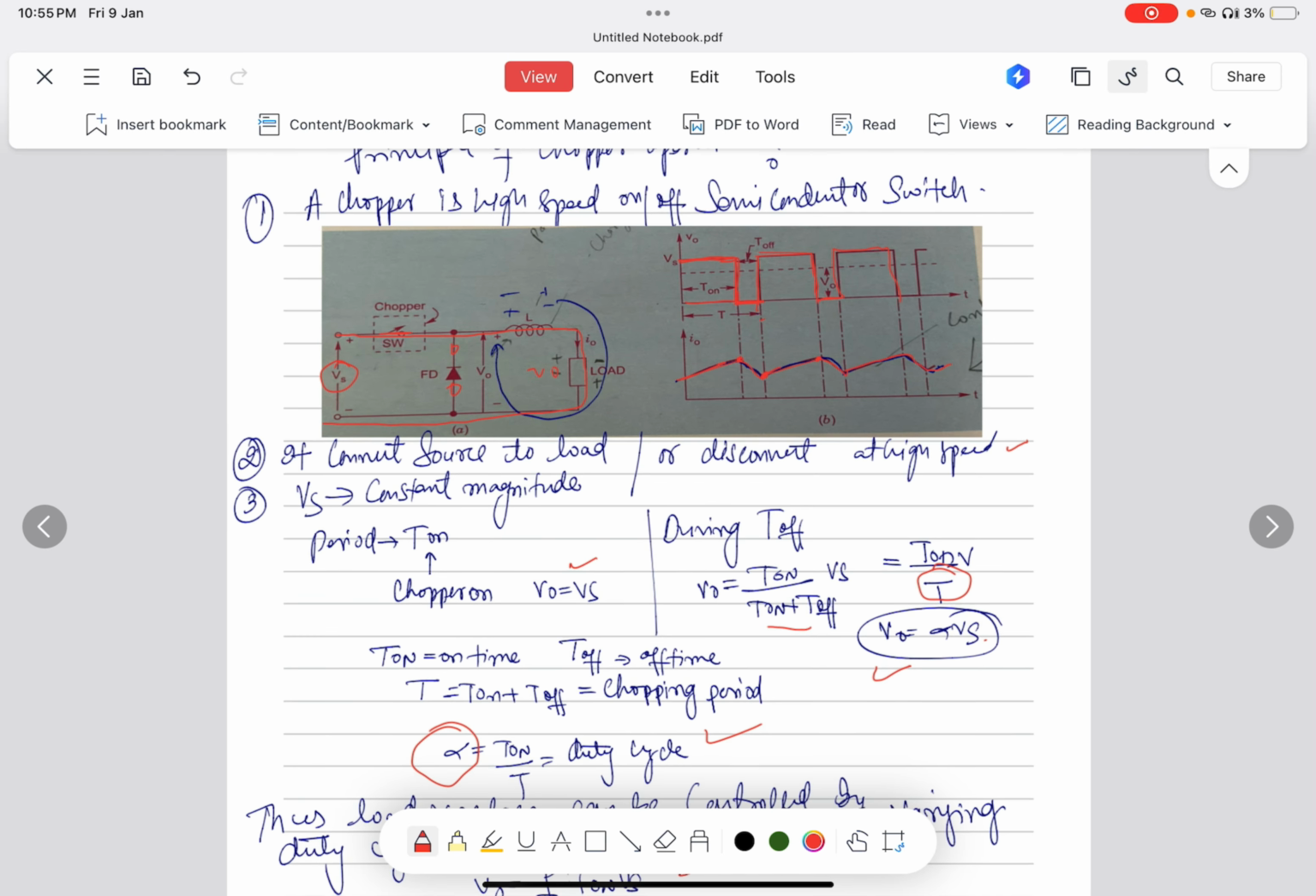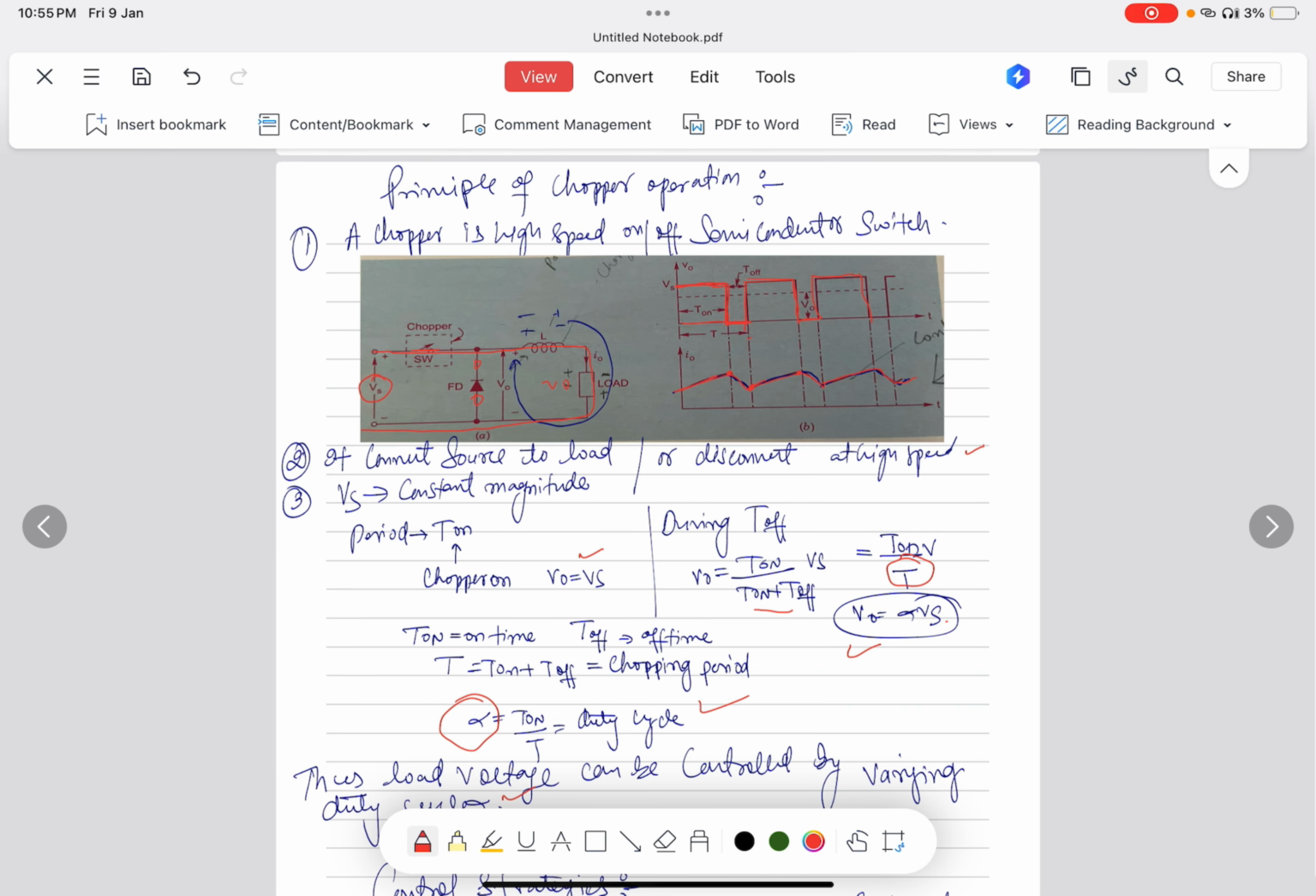So this is the principle of the chopper. When the switch is on, supply flows in the circuit, and the source voltage equals the output voltage. When the switch is opened, the inductor discharges through the freewheeling diode. So here T on is upon the complete time period, T on plus T off. Here T on plus T off is equal to the time period T.